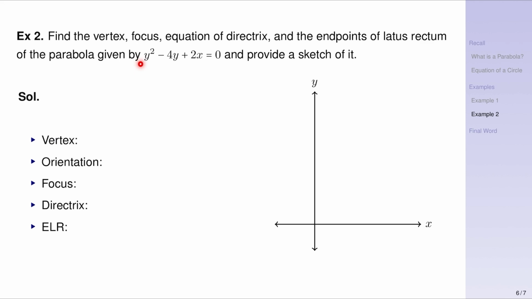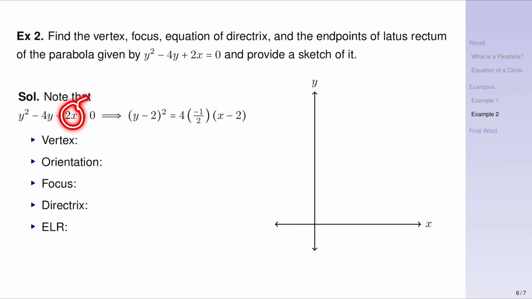Similarly, what we do is we find the vertex, focus, equation of directrix, and the endpoints of the latus rectum of the parabola, this time given by y squared minus 4y plus 2x equal to 0, and provide a sketch of it. So for the first step, again, we convert this to our known form. Take note that y squared minus 4y plus 2x equal to 0 can be written in this form. How was this obtained?